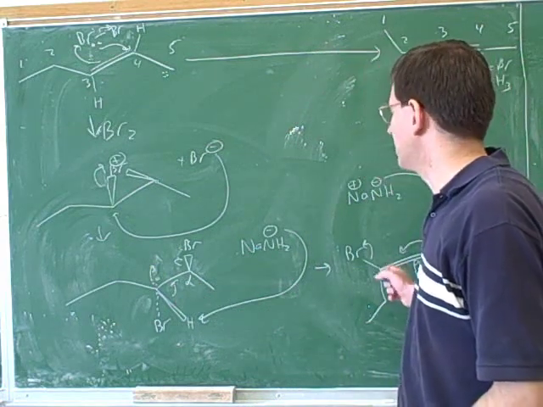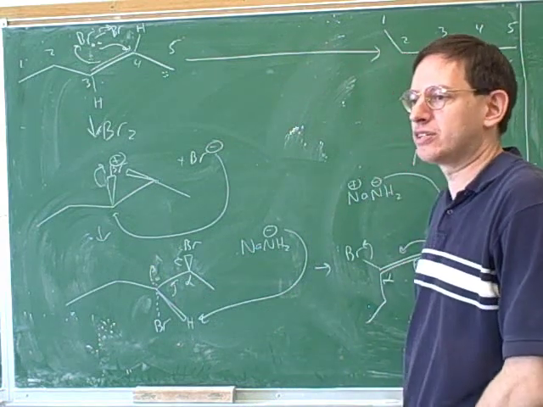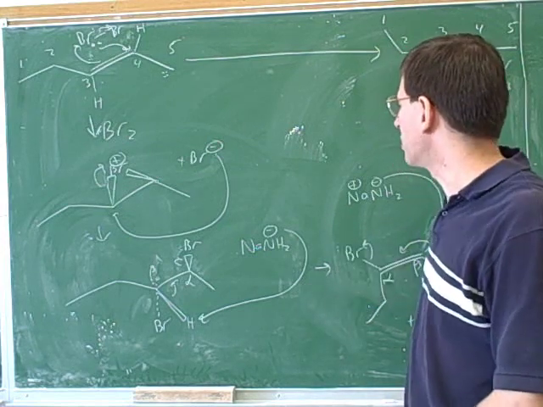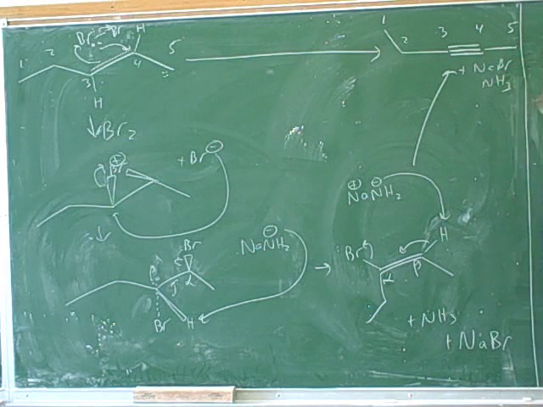I wouldn't worry too much about this mechanism in this particular case. It's important to know how to do E2s, but this is a kind of confusing E2 because we're doing two in a row. The important thing is to see that we have to do two E2s. I'm not worried too much about the mechanism here.